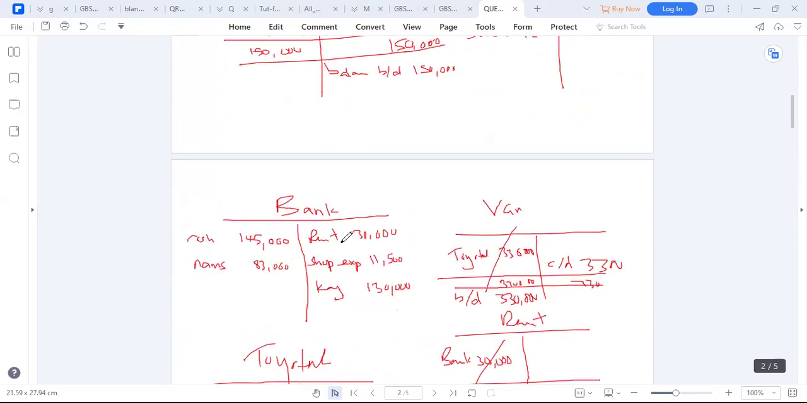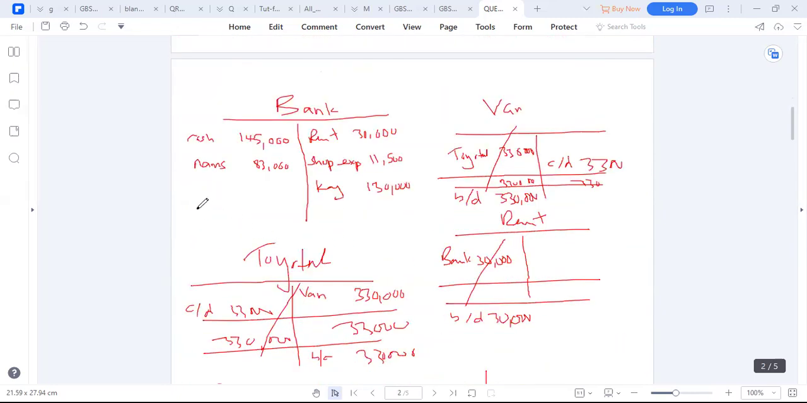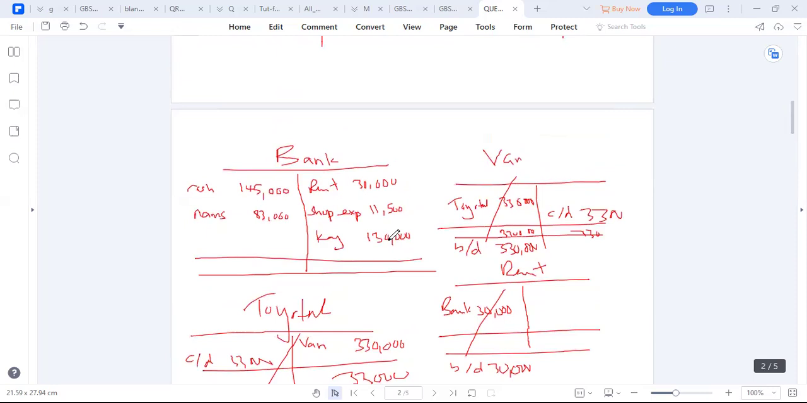Bank and capital. So here what we do is get the totals. 183 plus 145, what do we get? Give me the totals aside.